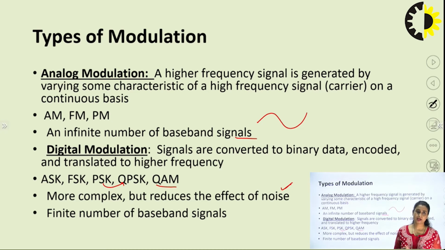We know the advantages of digital communication over analog communication. One of the prime advantages is reduction in noise. Noise will affect such a signal more, whereas to actually cause an error in digital, the level has to go from 1 to 0 or 0 to 1, which is a little more difficult than this case. We have a finite number of baseband signals here.